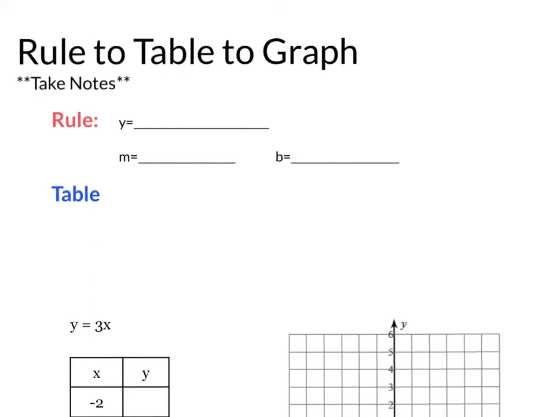In this video, we're going to talk about how to go from a rule to a table to a graph with efficiency. So let's check in on rule. You should remember from past years that y equals mx plus b. So again, you're taking notes on this to have this in review. Remember, y and x are your variables. M and b are standing in for constants, numbers.